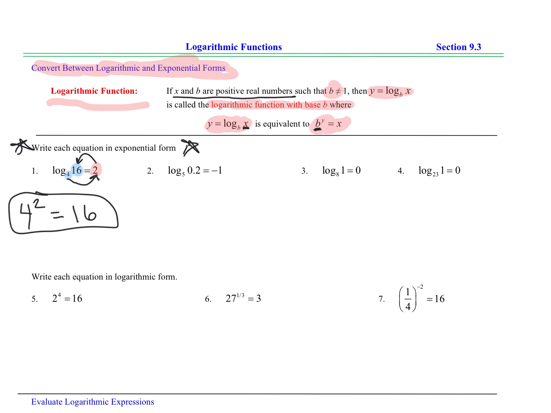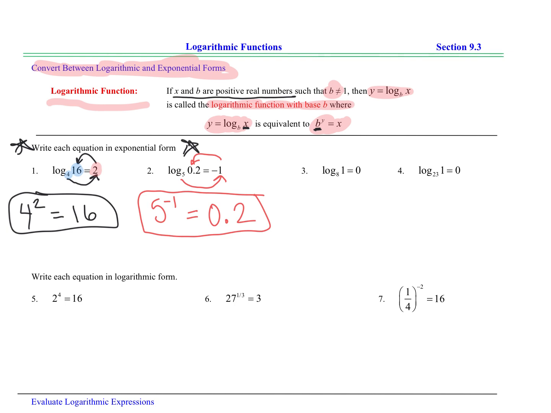Okay, let's try another one. So I start with 5, I go across to -1, and then back to 0.2. So 5 to the -1 power is equal to 0.2. And notice we're just rewriting it, we're not solving it or simplifying or anything like that. Okay, so you might want to pause the video and try 3 and 4.